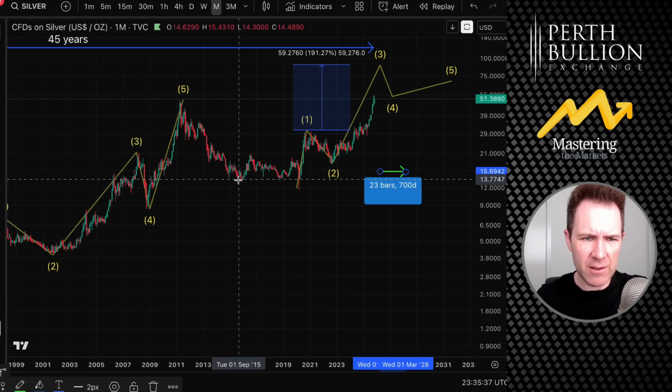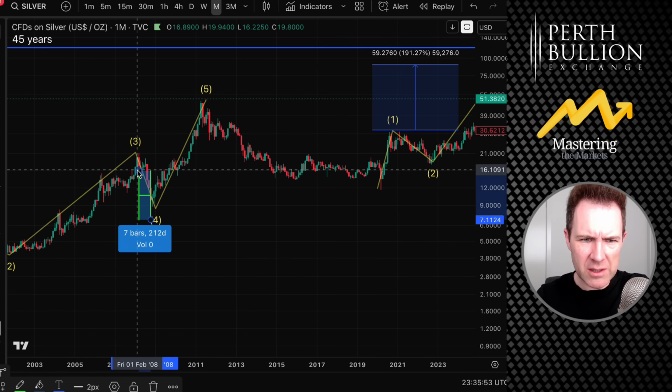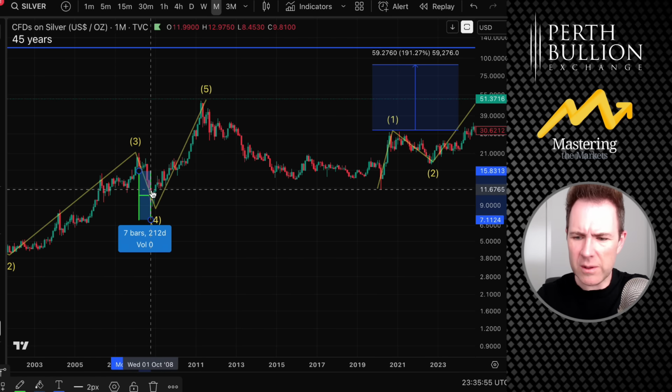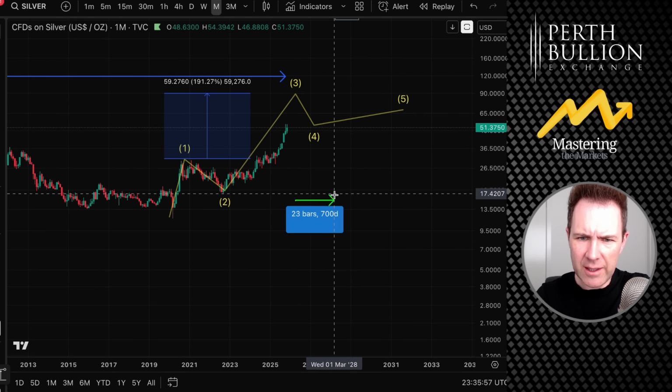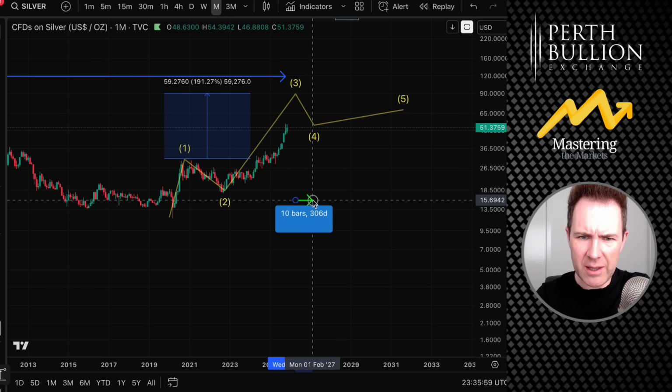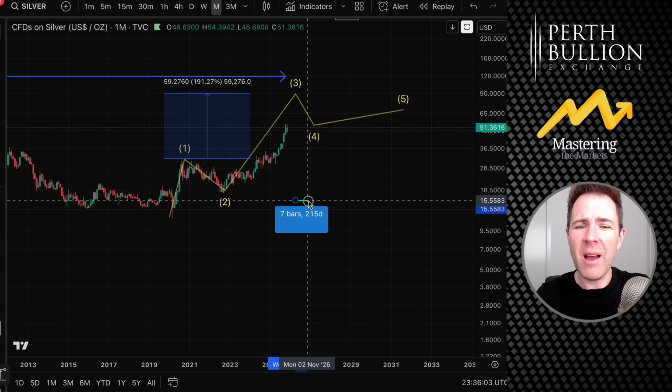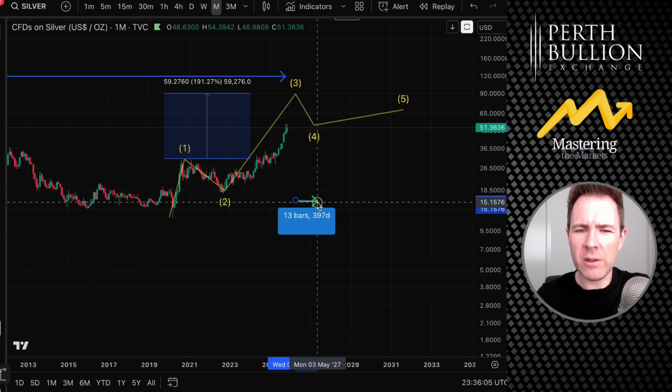Let's just see if there was the more shallow one. We'll base it on that one. Okay, that's your wave 3 to your wave 4. That's a lot less, actually. We're talking 7 bars, so much, much less. So what's that? That takes it to a lot less there. That's about 7 bars? That takes it about to the end of November. I think it's probably somewhere in 2027.